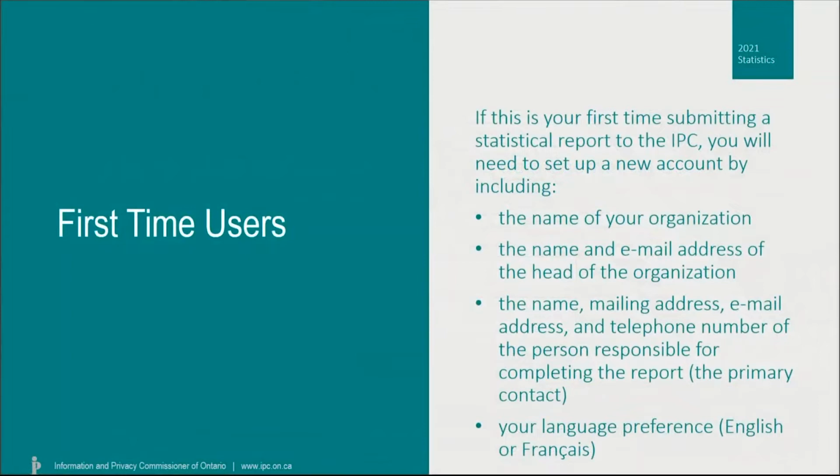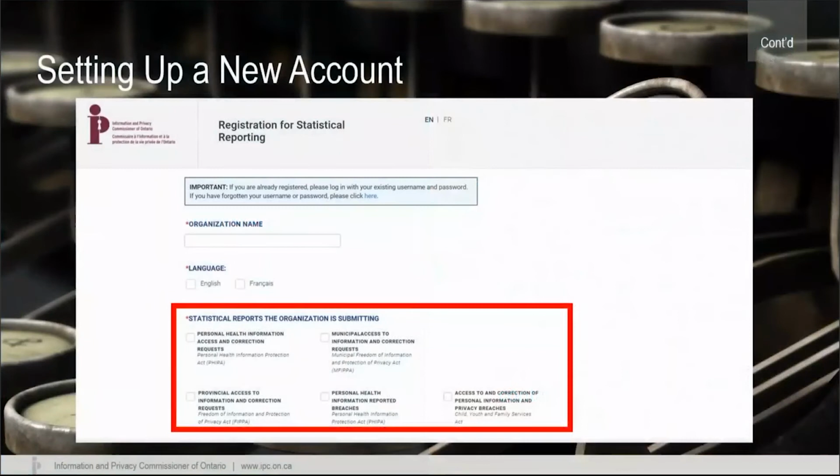Things like the name of your organization, the name and email address of the head of the organization, the name, mailing address, email address, and telephone number of the person primarily responsible for completing the report. That's the primary contact that we just touched on, who'd be listed and who'd be in charge of resetting passwords, and your language preference. Okay. Now, the registration page, what I do want to draw your attention to is this section of the registration page and this portion of it for new accounts.